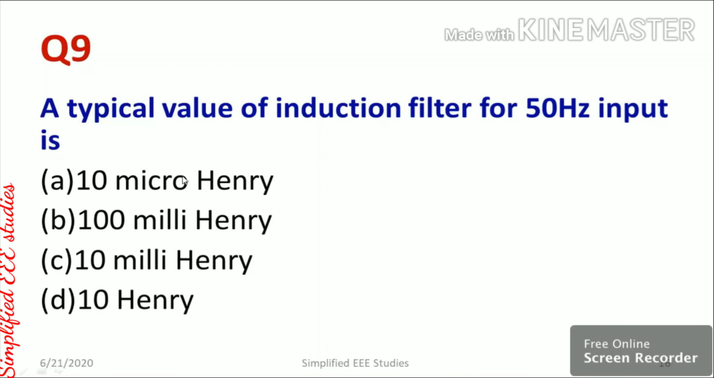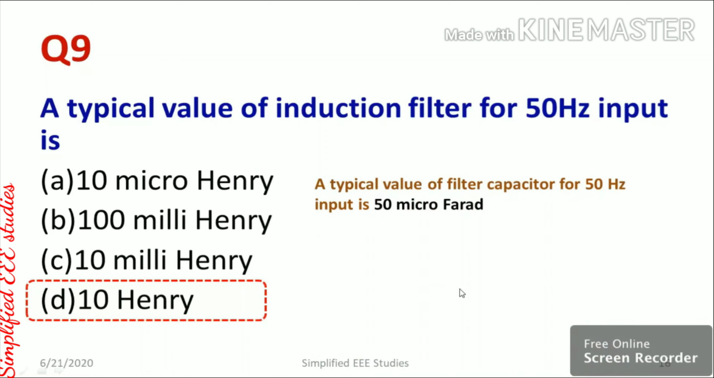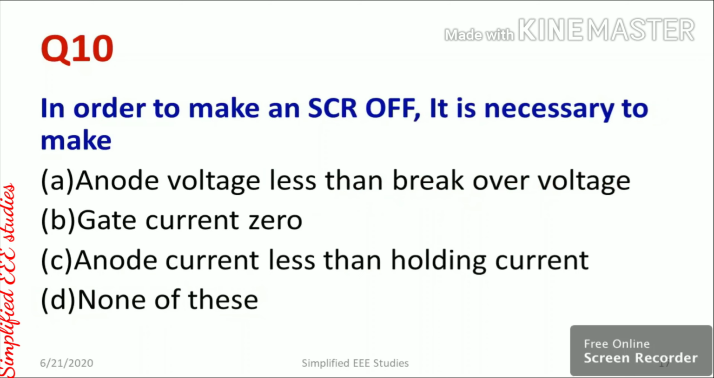Moving on to question number 9. A typical value of inductor filter for 50 Hz input is option A, 10 microhenry; option B, 100 millihenry; option C, 10 millihenry; option D, 10 henry. It's a general question. So option D is the right answer. Now regarding the capacitor type filter, a typical value of filter capacitor for 50 Hz input is obviously 50 microfarad. These are the standard values you have to remember while doing the design of filters.